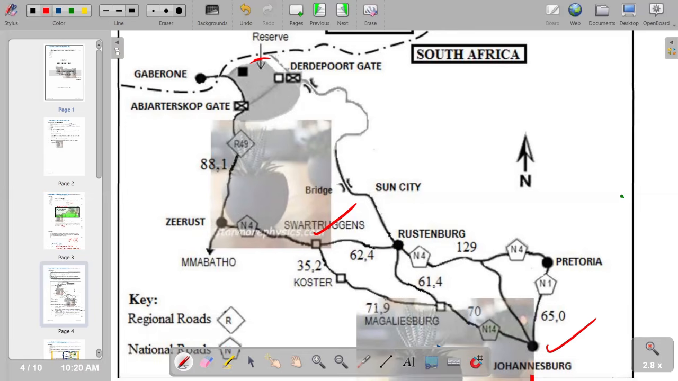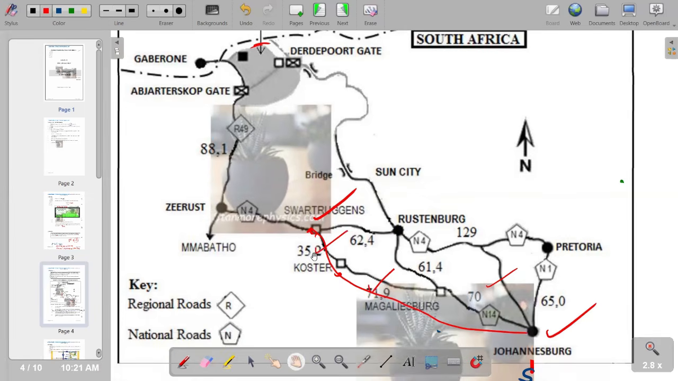the question requires us to calculate. So we can go via Costa here. So from Johannesburg, then we go this way to Swartwagens. So we are going to say your 70 here plus 71.9 plus 35.2. So that is what we have.